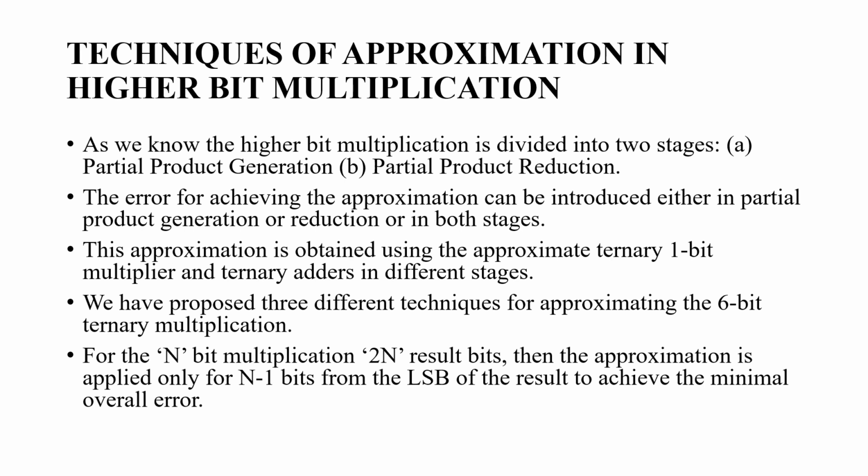So based on this, we have derived 3 techniques. Approximating all the bits of the multiplication may lead to an undesired level of inaccuracy or error, which makes it inefficient to use for image multiplication and image sharpening. So here, for an n-bit multiplication, we get a 2n-bit result. The approximation is applied only for n minus some bits from the LSB of the result to achieve minimal overall error.